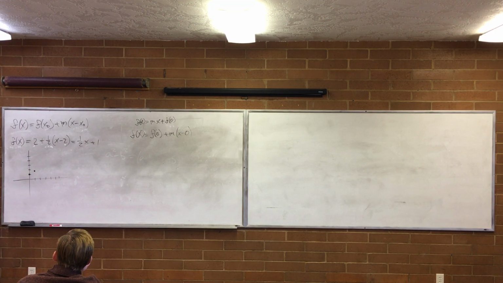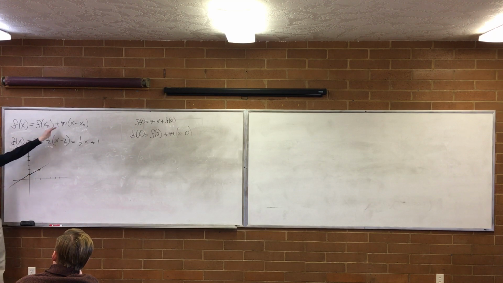When I plug in 2, I get 2. There we go, sorry. So I know that the function goes through 0, 1, and I know it goes through 2, 2. Okay. So what's the slope of it? 1/2. Okay, so there we go. That's a line that goes through those 2 points. Therefore, it contains this point, like we said, and has a slope of 1/2. So this is an equation of a line that goes through x naught, f of x naught.